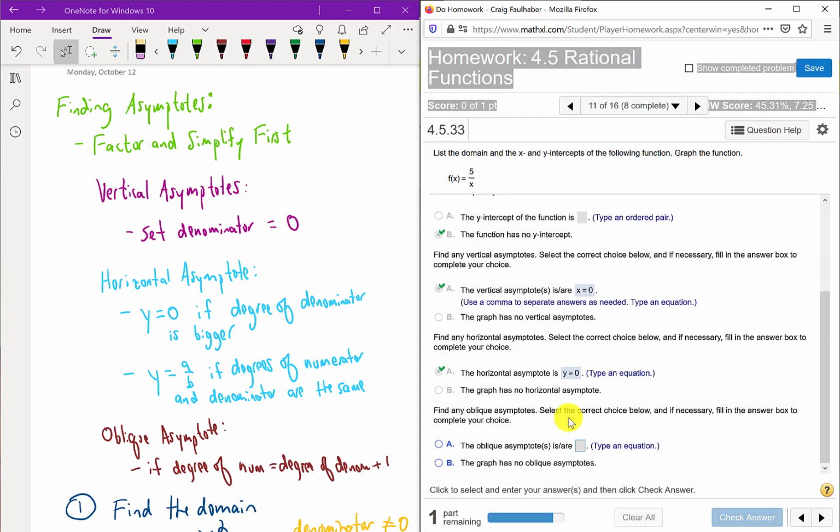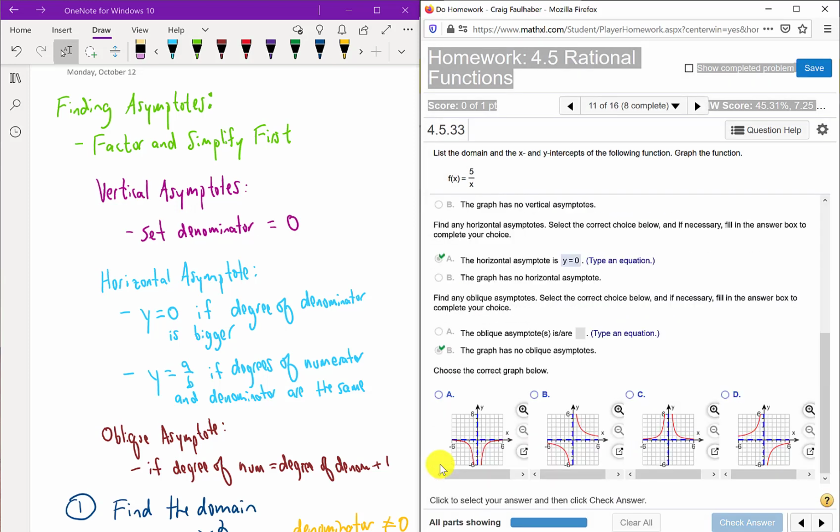Okay, what else? They're looking for oblique asymptotes. Now the only way, again, to get an oblique asymptote is if the degree of the numerator is 1 bigger than the degree of the denominator. That is not the case here because our degree of our denominator is bigger. So we have no oblique asymptotes.